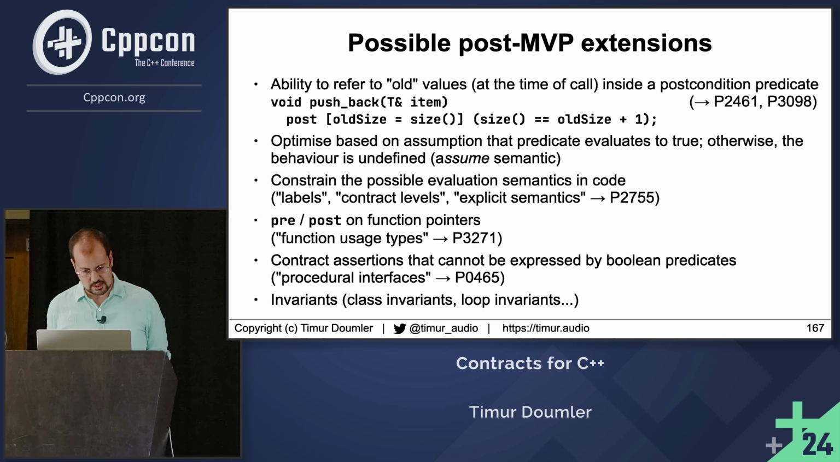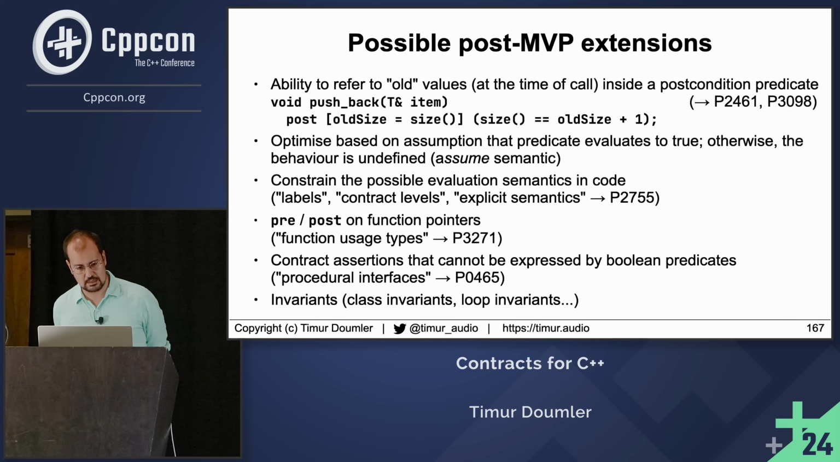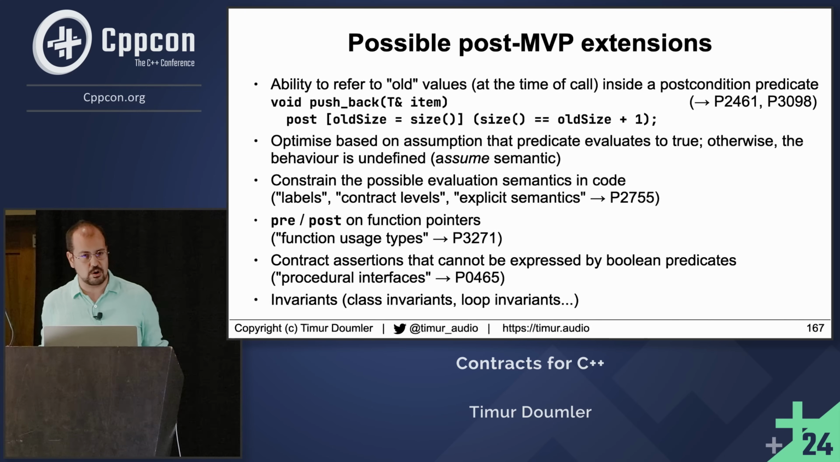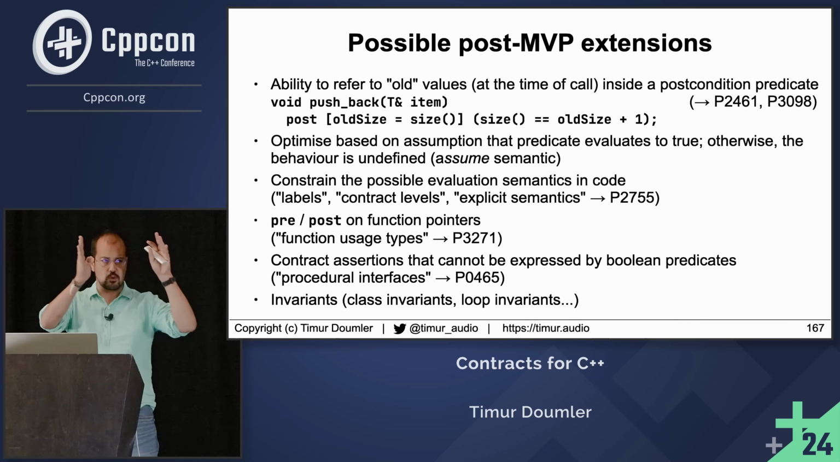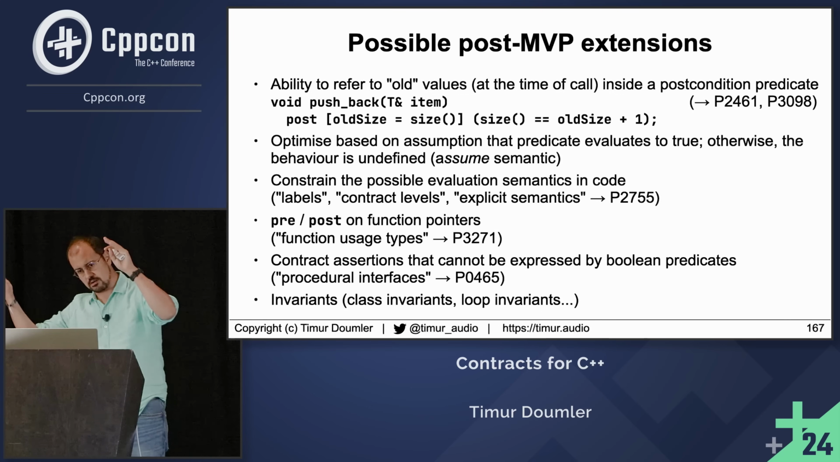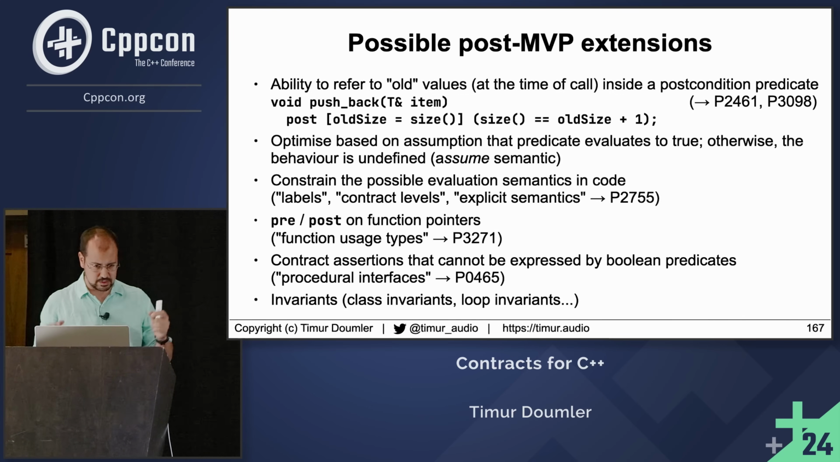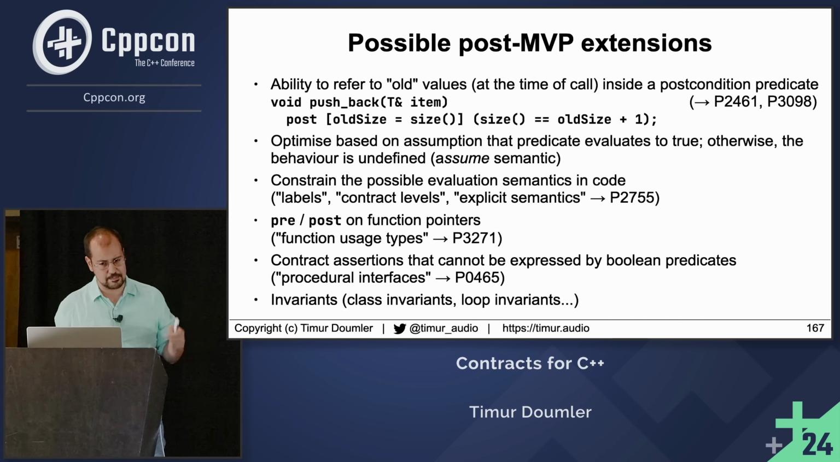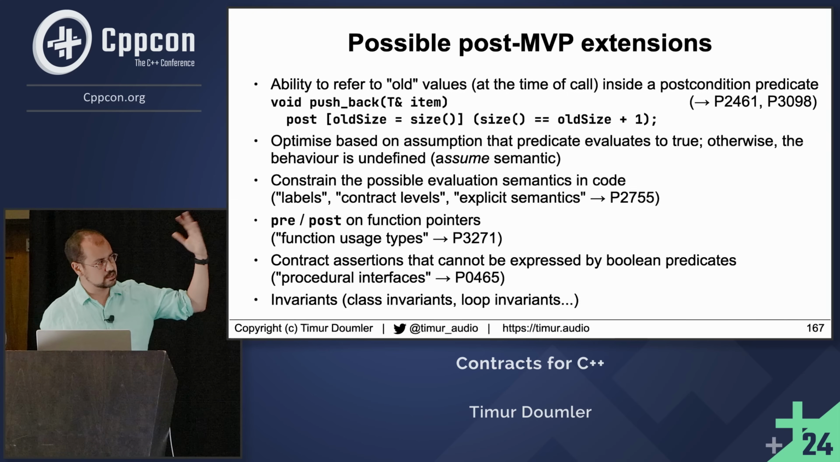We have a few extensions that we might want to consider post-MVP, post-26. One really important one is that you can talk about old values. You can say, for example, in the postcondition, the size has increased by 1 compared to the size that it had before when the function was called. We don't really have a syntax in the paper to do this, but we came up with a capture syntax like lambdas, with which we can express this. But this is going to be a post-MVP feature. This is not going to be in C++26.